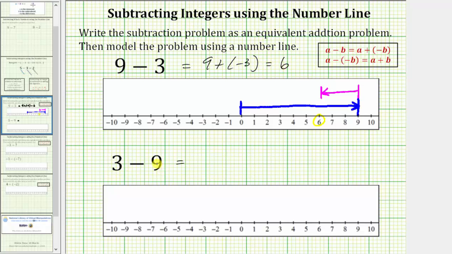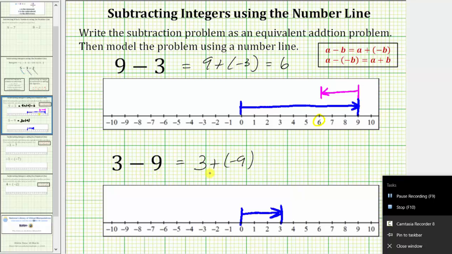Next we have 3 minus 9. Subtracting 9 is equivalent to adding negative 9. 3 minus 9 equals 3 plus negative 9. To model the difference as well as the sum, we begin by modeling 3. To do this, we start at 0, move right 3 units to positive 3.